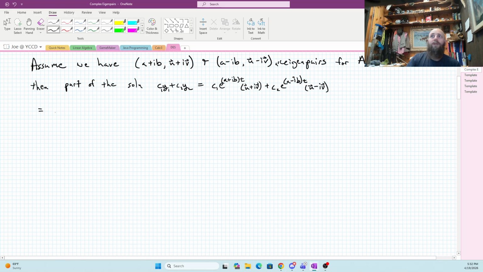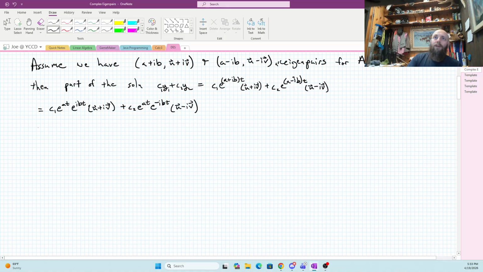So first thing I'm going to do is use an exponent rule to split stuff apart. So I've got C1 e to the at times e to the ibt times (u plus iv) plus C2 e to the at times e to the minus ibt times (u plus iv). Oops, I screwed up. That's supposed to be a complex conjugate, so that needs to be minus iv.